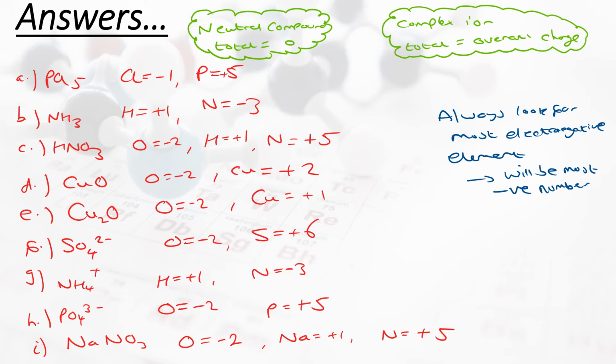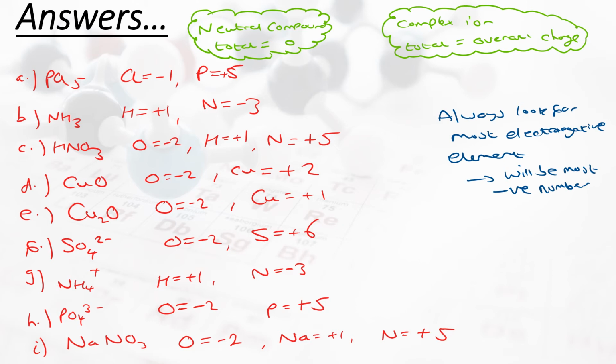For ammonia, NH3, we said that generally our hydrogens were +1. We can look for our most electronegative element, which is the nitrogen, so that will have the negative oxidation state. The hydrogen in this case is the more electropositive, so it has the +1 oxidation state. Again, ammonia is neutral, so if we have 3 lots of +1, to make it neutral overall, our nitrogen must be -3.